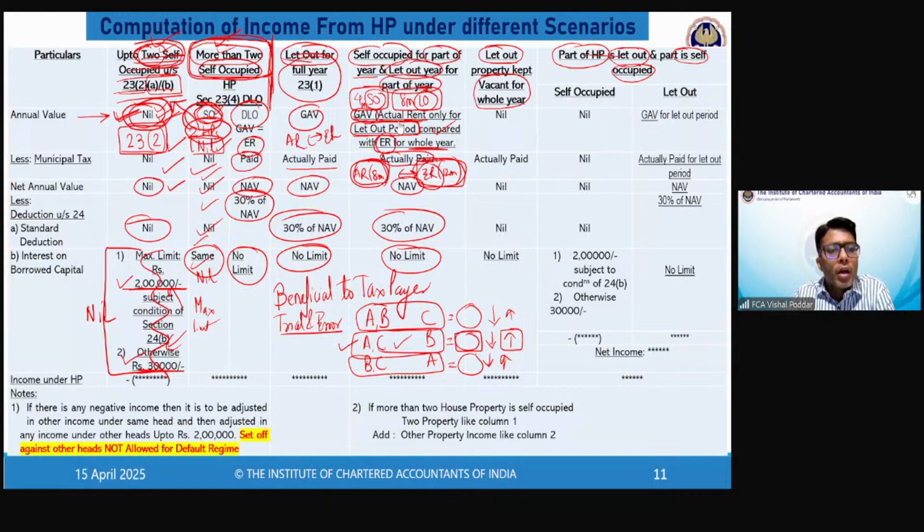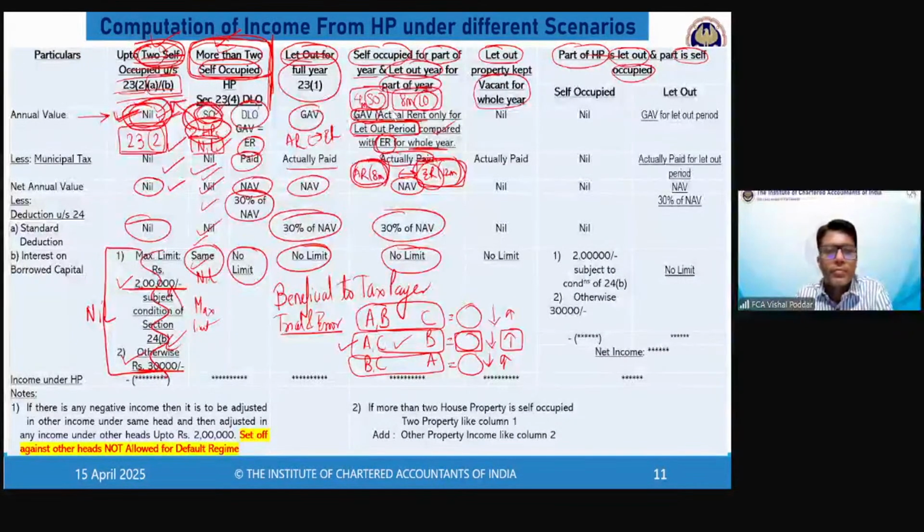Anandruti is asking, sir, if the house is LOP for 3 months, after that it is SOP. Same condition. It is let out for part of the year and self-occupied for the remaining part. Same working happens. So 3 months let out, 9 months self-occupied. Same working, what we just discussed. You will take AR for how many months? 3 months in your example, because 3 months is let out. Still, ER will be of 12 months. Compare, whichever is higher is GAV. Correct, beta?